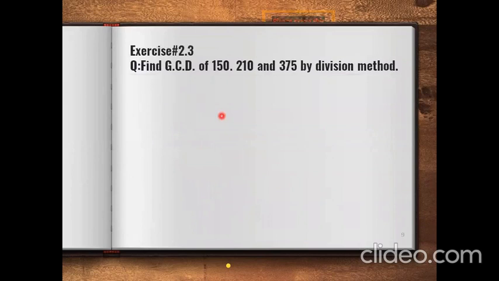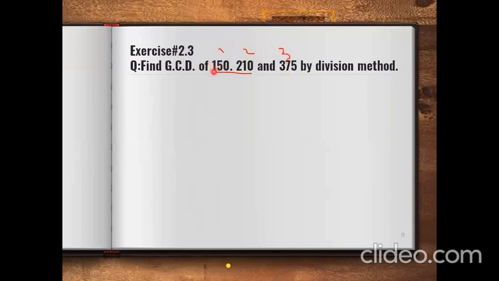Now again, I'm going to explain it with some more questions. Here, find the GCD of 150, 210, and 375. So here you have three numbers, and you have to decide which numbers you are going to pick first. I'm repeating again: how many numbers are there? Three numbers. So first you will take these two numbers, and then at the end you will take 375. Please keep it in your mind.